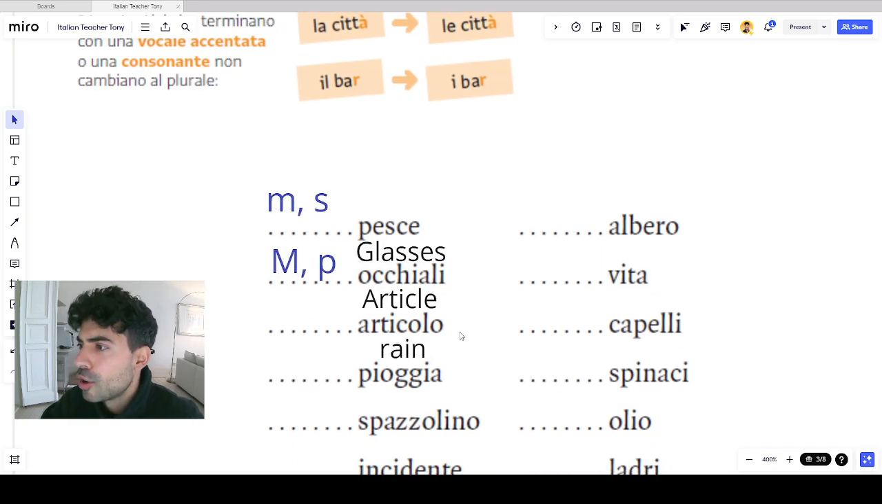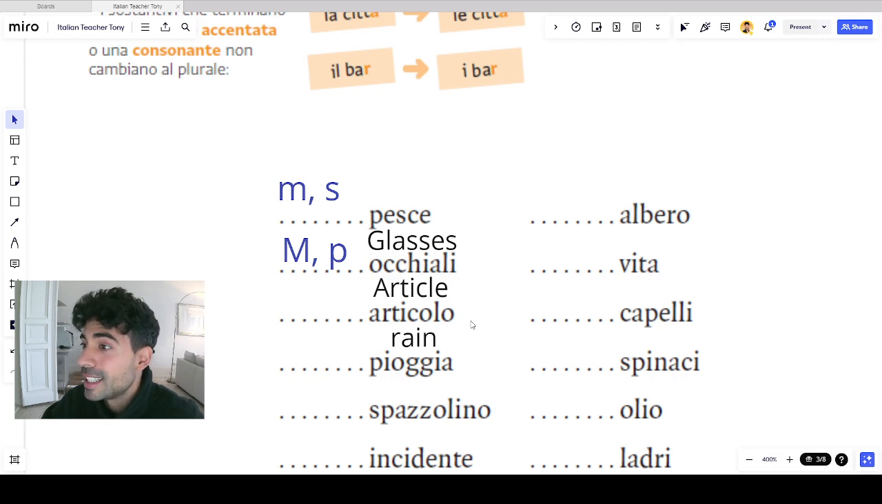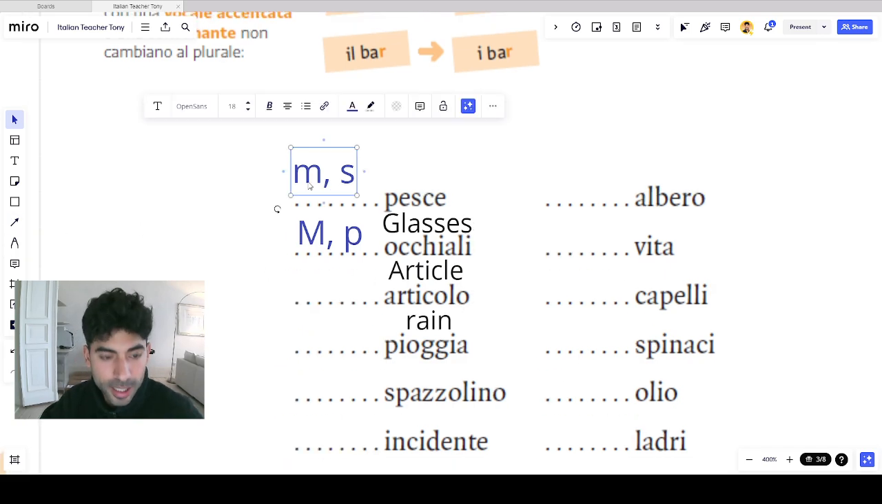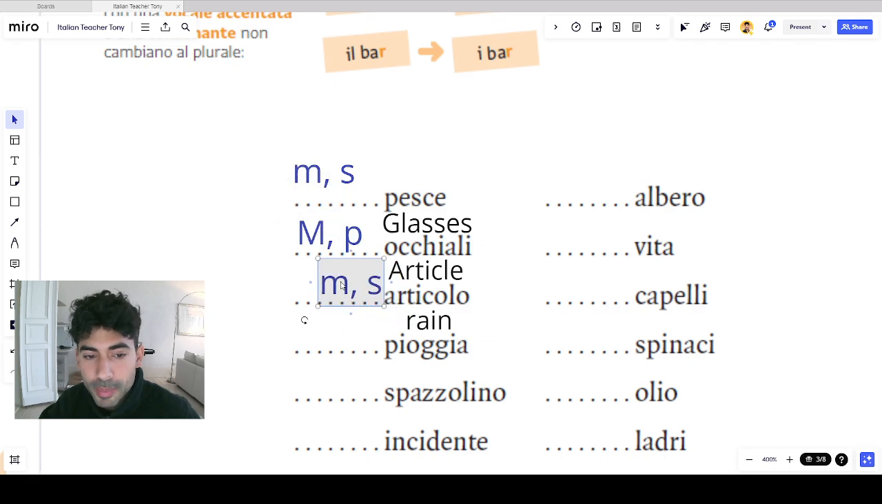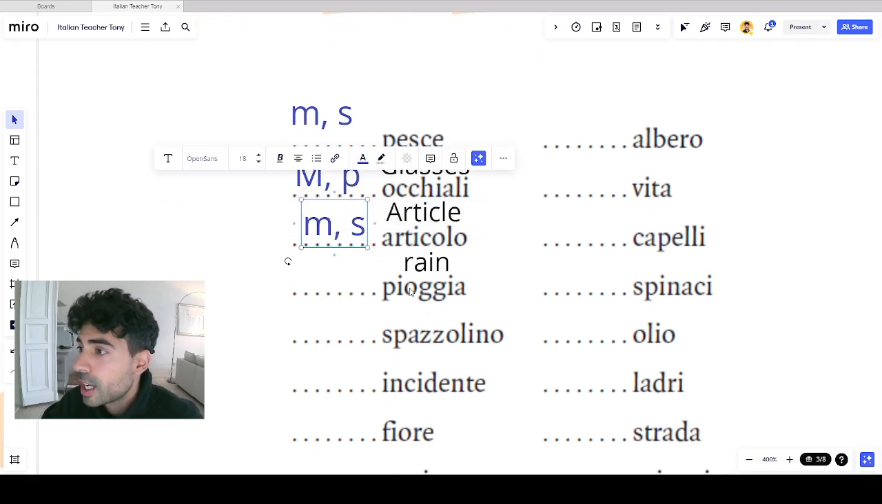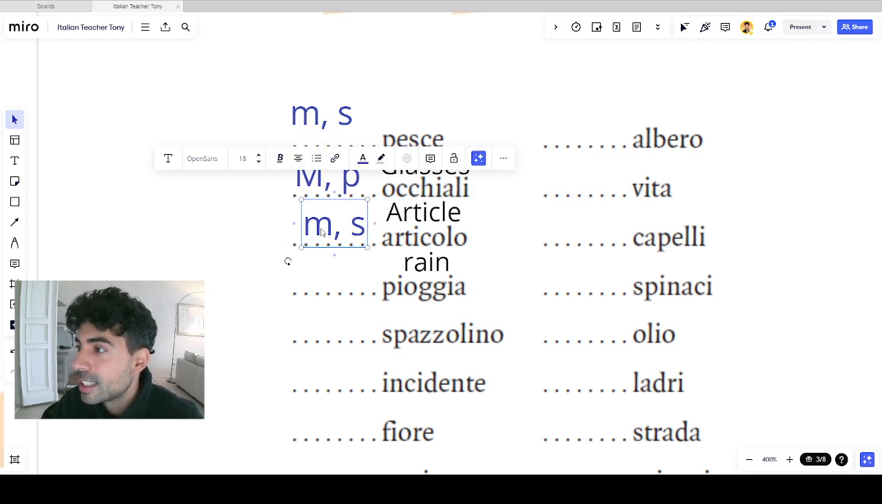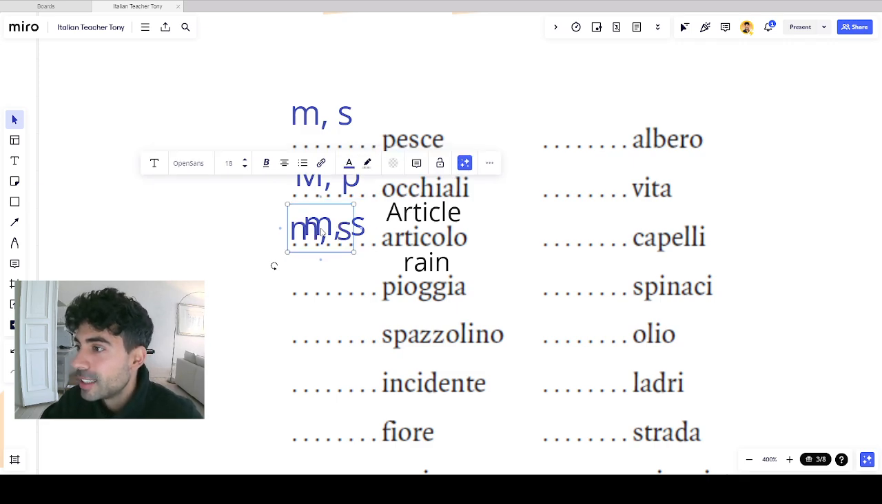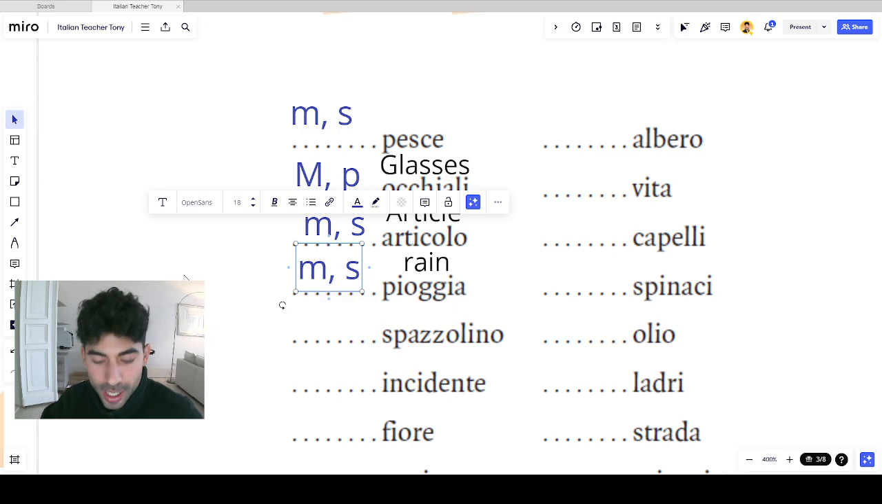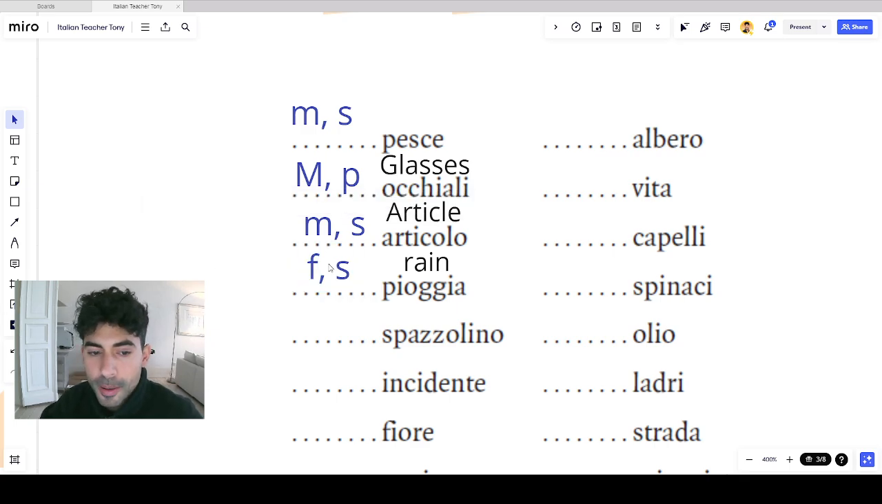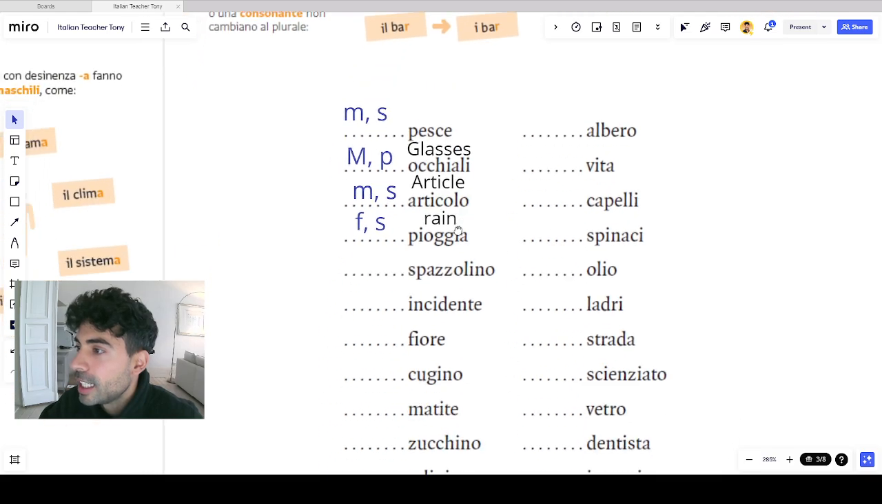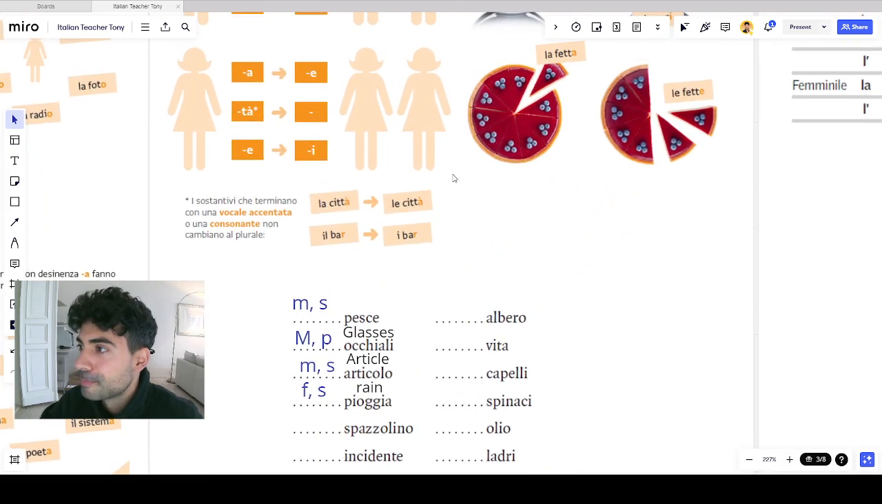Articolo has an o at the end, so most likely it's masculine singular, because most of the masculine singular words will have an o at the end. And in this case, yes, l'articolo is actually masculine singular. The last one we're going to have a look at is pioggia. Pioggia, rain, having an a at the end, is most likely feminine singular. And that's actually correct. Pioggia is feminine singular. I leave the rest to you so you can practice.